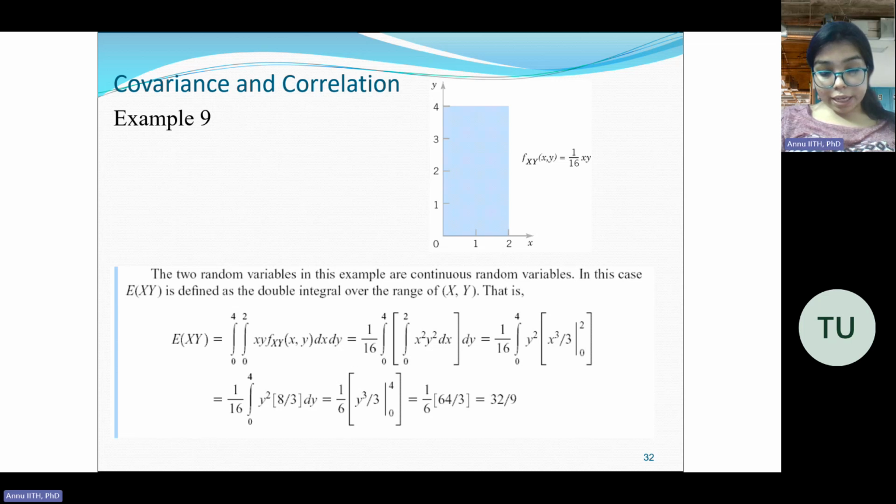So E of xy is nothing but the integration from 0 to 4 and 0 to 2 of xy f of xy dx dy. That is the formula. Since it is defined from 0 to 4 in case of y, and from 0 to 2 in case of x, that is the area covered by the integration. So you can solve the integration. If you have any doubt in the integration, you can just mail me. Maybe I will cover the integration part in the next class.